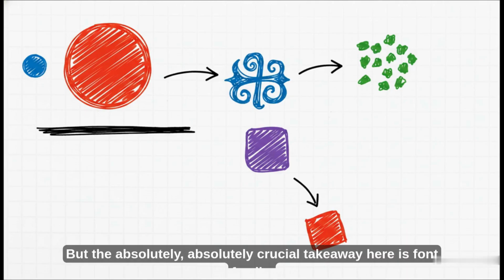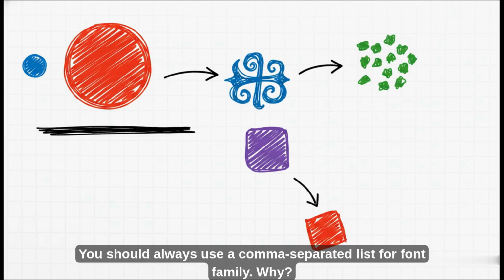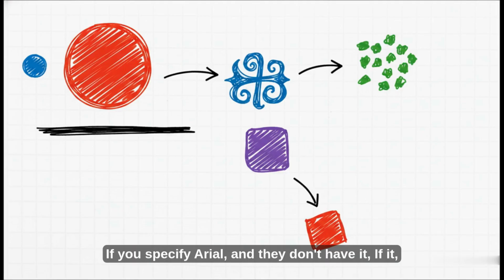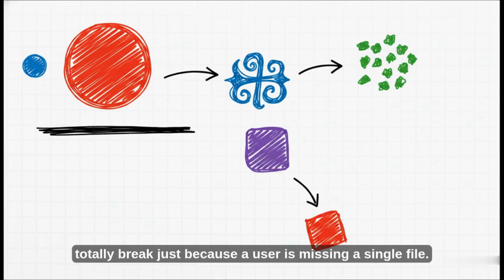But the absolutely crucial takeaway here is font family. You should always use a comma-separated list for font family. Why? Because you are relying on the fonts installed on your visitor's computer. If you specify Arial and they don't have it, the browser will move down the list to Helvetica and then finally fall back to a generic sans serif. This guarantees your design doesn't totally break just because a user is missing a single file.